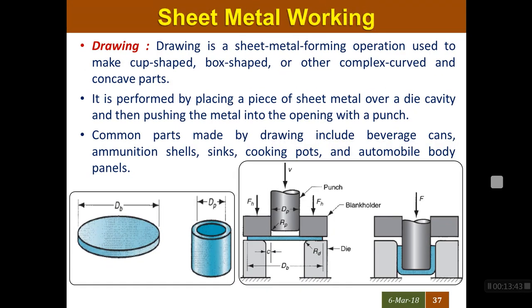The third type in the category of forming operations is drawing. So formation of a cup from a sheet metal is called a drawing operation, or drawing a box or curved shapes is called a drawing operation.